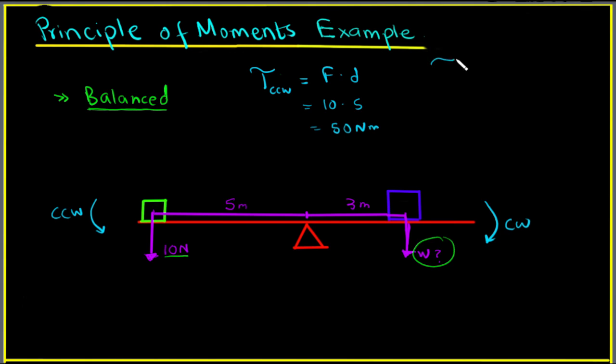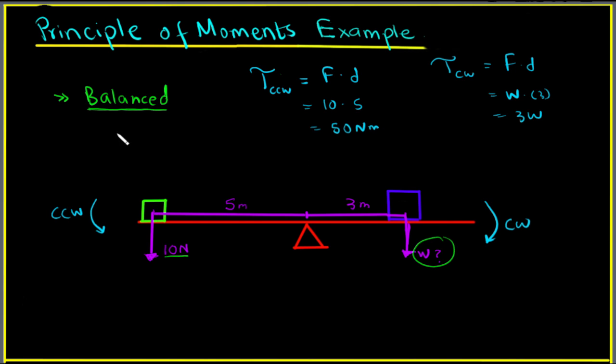Now let's calculate the torque of the clockwise moments. The torque in the clockwise moments is again going to be force times distance, but the force this time is not known. It is W times distance, which is 3, right? So it is going to be 3W, right? So 3W is going to be the total clockwise torque.